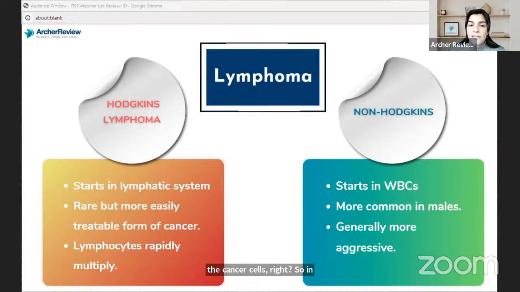In Hodgkin's lymphoma, it starts in that lymphatic system. And in non-Hodgkin's, it starts with those white blood cells. They become abnormal. Hodgkin's is a little bit more rare, but it's easily treatable, and it's the lymphocytes rapidly multiply, whereas the non-Hodgkin's is more common in males, but it's a little bit more aggressive. So definitely things you're not going to be managing, but you might see on your CBC results come back on patients. So you want to make sure you don't miss it, right?